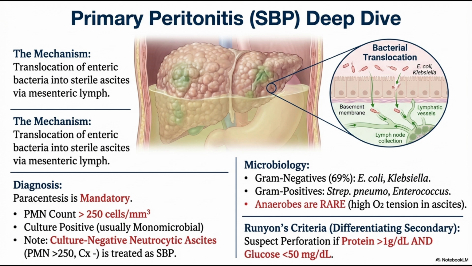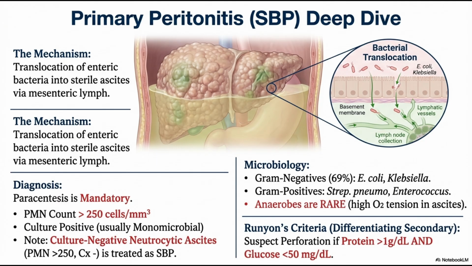And the management. It's medical. Antibiotics and albumin. And this is key. If you take a decompensated cirrhotic with SBP to the operating room because you think they have an acute abdomen, you will likely kill them. The stress of surgery, the coagulopathy, the loss of tamponade, it's a disaster. You treat this with meds.